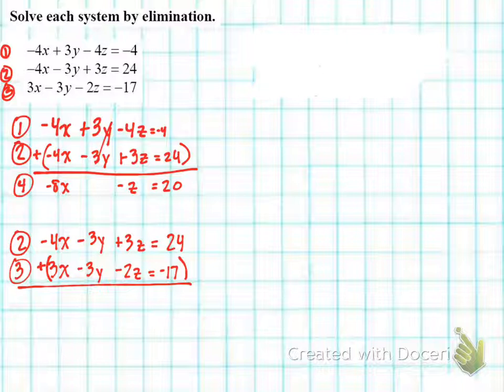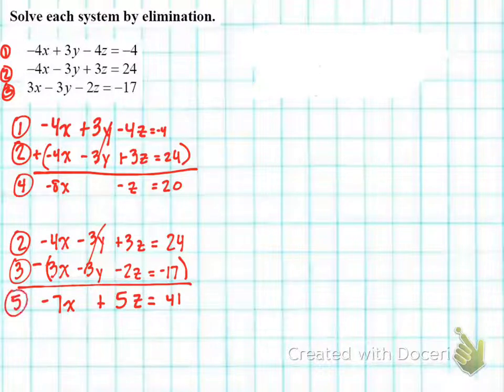Okay, so when I do that, I'm going to use the subtraction sign. So we got negative 7x. These two cancel out. Positive 3z minus negative 2z is positive 5z, which is equal to 24 minus negative 17, which is positive 41. This is equation number 5 now. Okay, so now we have 2 equations, 4 and 5.